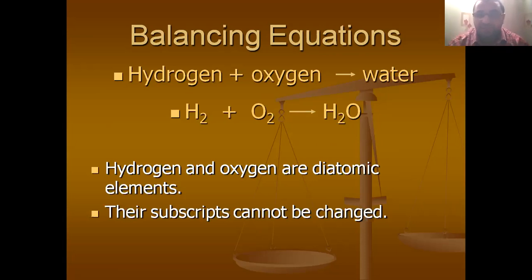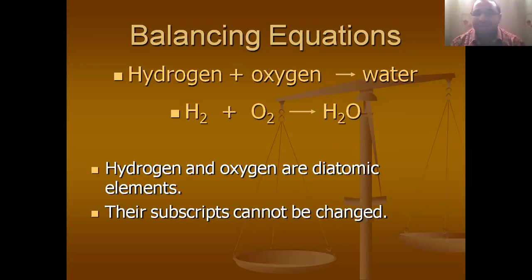Their subscripts cannot be changed. The subscript of H2 is 2. The subscript of O2 is 2. It can't be changed because the smallest part of hydrogen existing in nature is H2. You cannot find a hydrogen atom lonely. It must be a diatomic molecule. One molecule of hydrogen consists of 2 atoms. So H2 is the symbol of hydrogen. We cannot change the subscript 2. Also for oxygen, we cannot change the subscript 2.